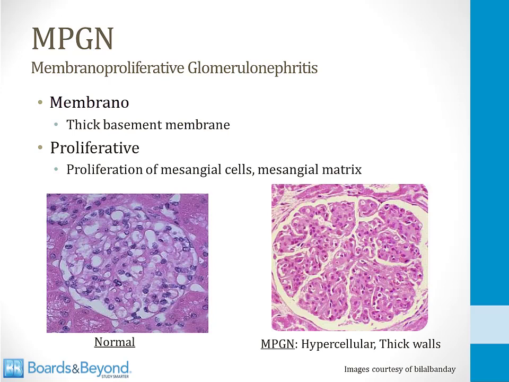The word membrano is in the name because thick basement membranes are seen in this condition. The word proliferative is in the name because in this condition there's proliferation of mesangial cells and mesangial matrix proteins.